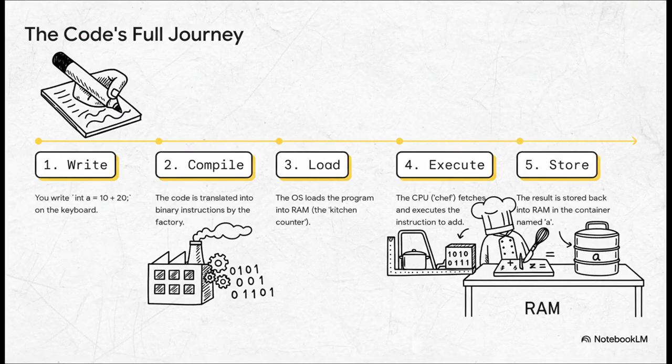1. You type the code on your keyboard. 2. The factory compiles it all down into pure binary. 3. The operating system loads that finished program into RAM, our kitchen counter. 4. The chef, the CPU, fetches the instruction and uses its personal chopping board, the registers, to do the addition. And 5. The final result is stored right back in RAM, inside that little container we labeled a.